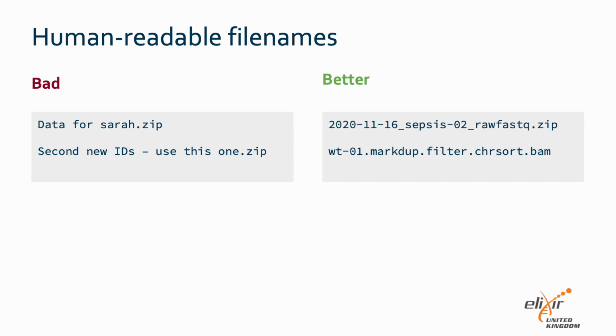Here on the right side of the slide, the first of these better examples records a date, cohort title, and data type in the file name. In the second example, we can show that a file has been transformed by successive operations in a workflow. Here we have a BAM file from genome sequencing. Reads have been marked, filtered, and then sorted by chromosome position.